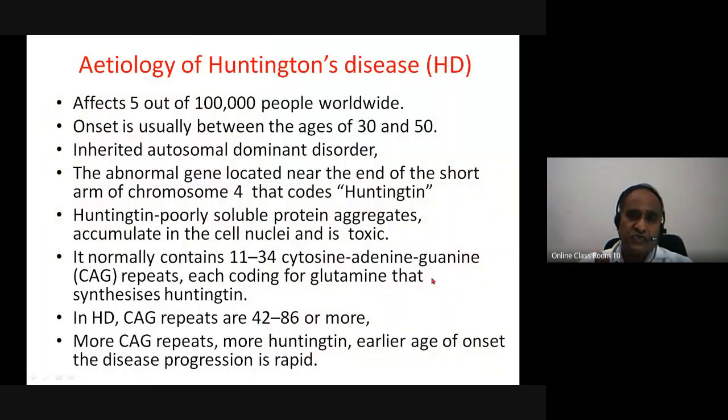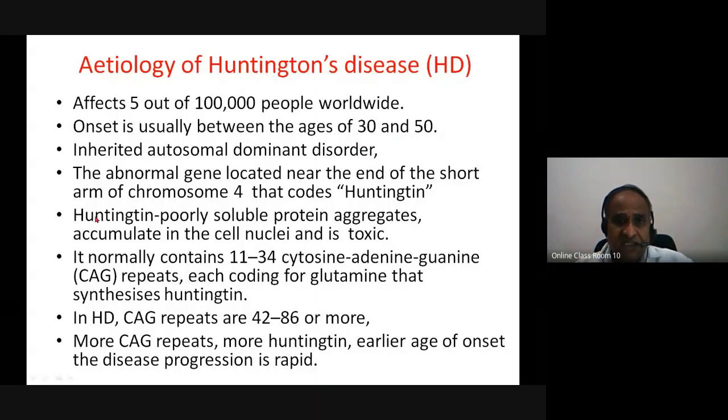What is it due to? You know that 5 out of 100,000 people worldwide suffer from this disease. And this disease affects the younger age group, that is the age group between 30 and 50. If you are looking at Parkinson's disease, it starts after 60. So that means these 30 to 50 age group patients, or young people, are still in the productive age.